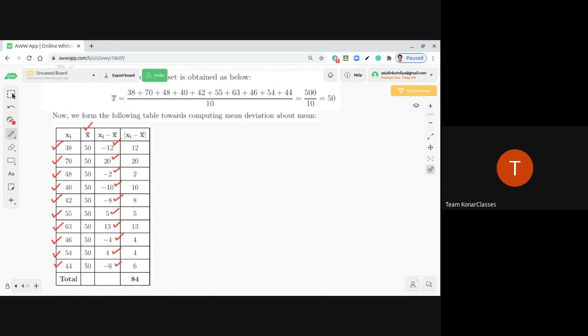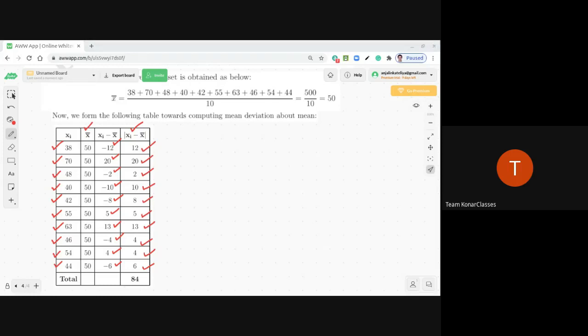But what is our objective? Our objective is to find the non-negative value. That's why we define mod of xi minus X bar. That means whatever we get in the previous column, we take the positive value only. If it is minus 12, we take 12. So 20, 2, 10, 8, 5, 13, 4, 4, 6. Add all these values, and whatever we get, it is 84.